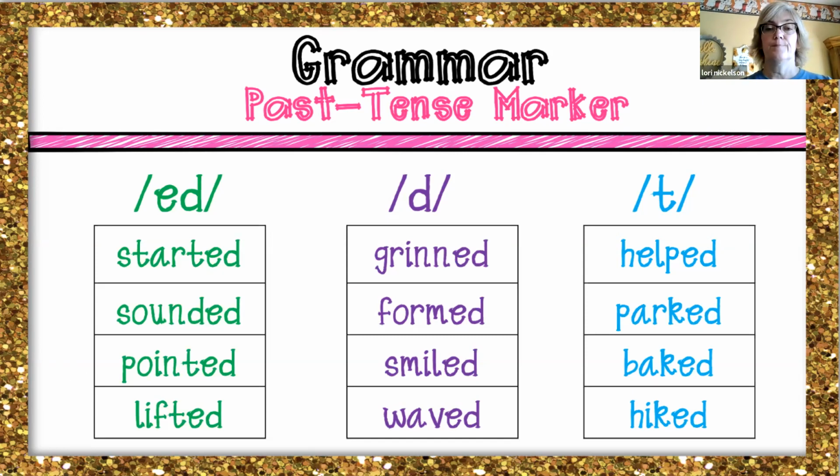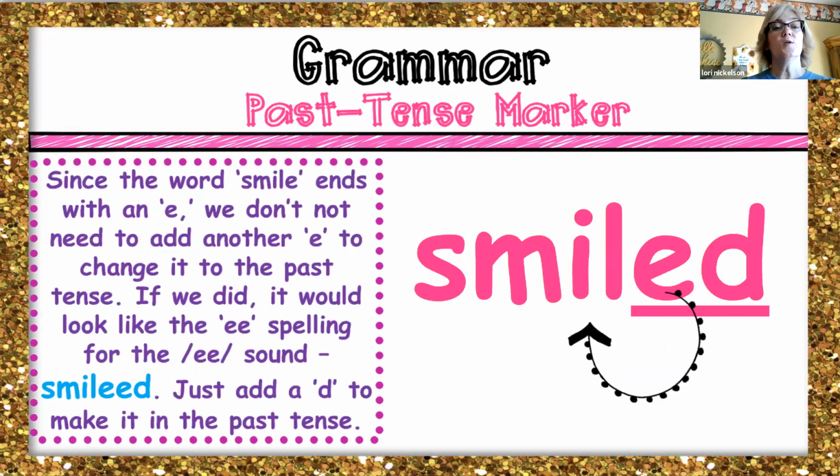All right. Since the word smile ends with an E, we do not need to add another E to change it to the past tense. If we did, it would look like the EE spelling for the E sound: smileed. Just add a D to make it in the past tense. So notice the E is there. All we did was add the D: smiled.